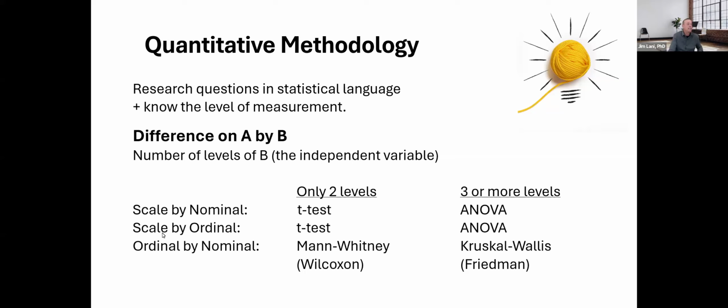If I am looking at a scale variable by an ordinal variable, I'm going to treat those almost as nominal, could be low, medium, high, and I'm looking for differences. I can still be in t-test land and ANOVA land. And ordinal by nominal, I'm really in Mann-Whitney land and Kruskal-Wallis land. These are non-parametric tests, just a fancy way of saying that they don't have assumptions.